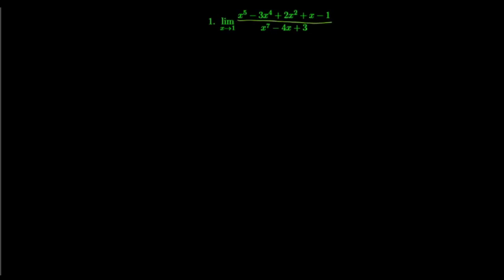We're going to compute that limit, the limit of two polynomials. Now let's recall what we mean by polynomials. On the numerator, you have a polynomial of degree 5. On the denominator, you have a polynomial of degree 7, right? Each polynomial has a degree. We're going to use L'Hopital's rule to compute the limit.